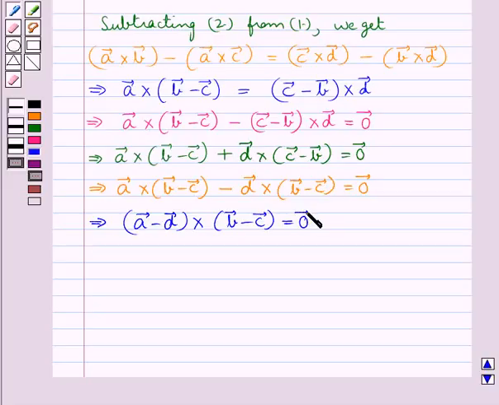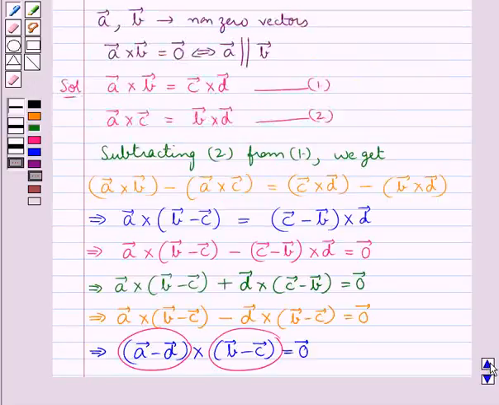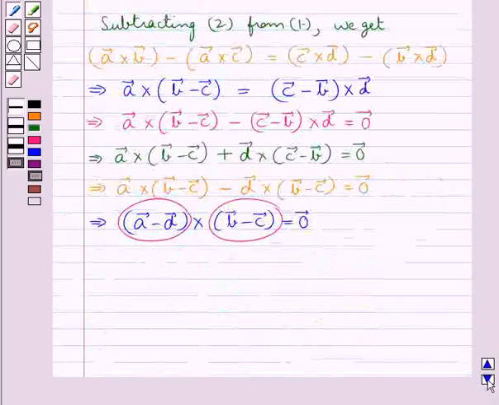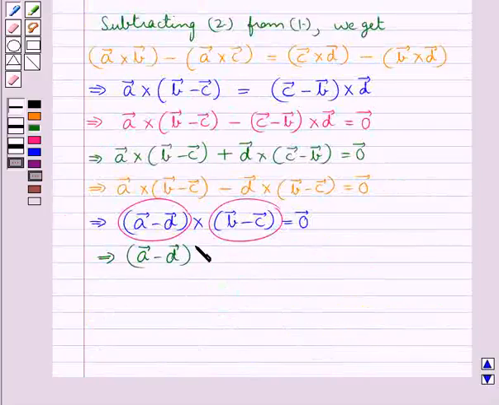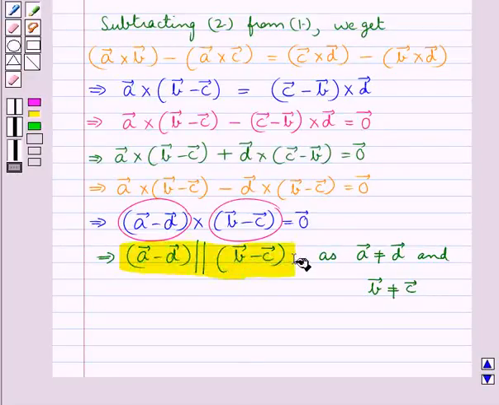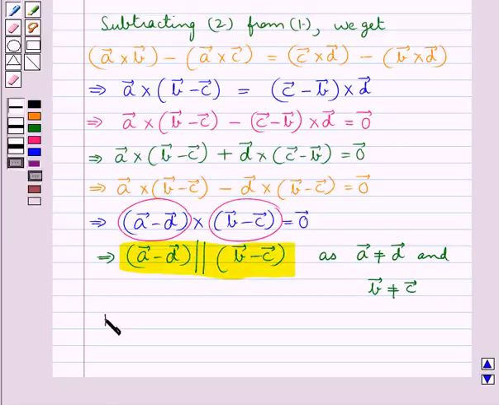Now since the cross product of these two vectors is a zero vector, and according to the condition given in the key idea, for the two vectors to be parallel is that their cross product should be a zero vector. So this means that vector A minus vector D is parallel to vector B minus vector C. As we are also given that vector A is not equal to vector D, and vector B is also not equal to vector C, we have proved that vector A minus vector D is parallel to vector B minus vector C. So hence proved.